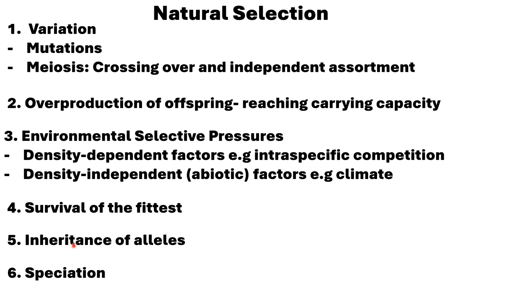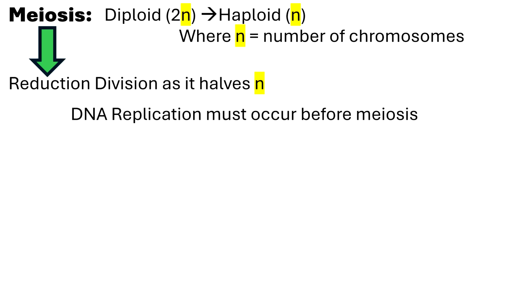The offspring are going to inherit these advantageous alleles, and then eventually speciation is going to happen, which I'll also explain in a different video. Speciation is essentially the formation of new species. So this would be a very detailed answer of natural selection. Let's have a look at meiosis. I've got some animations cooked up for that, so get ready.